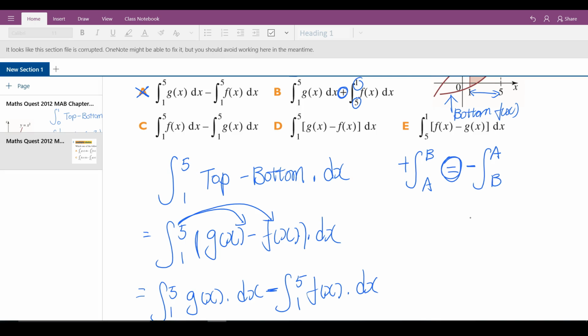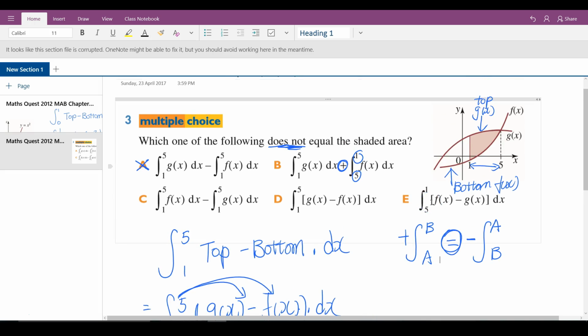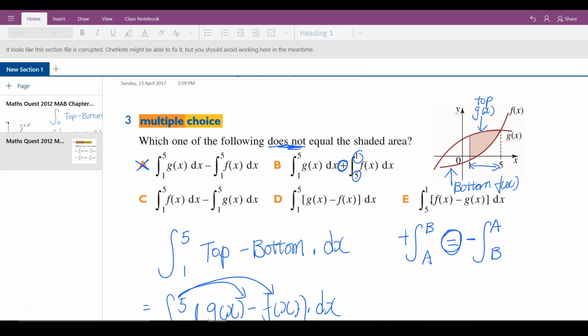So let's have a look. The operation here changed from a negative to a positive, and then the domain also changed from 1 to 5 to 5 to 1. So it satisfied this particular format. So B is also the correct expression. So not the answer in this case.